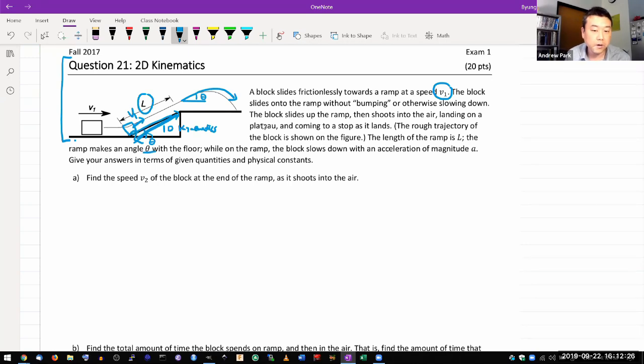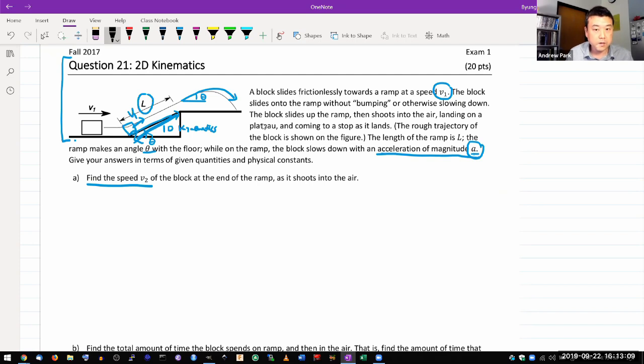So, at angle theta with the floor, while on the ramp, the block slows down with an acceleration of magnitude a. This is important information not to miss, since if you somehow miss that the question gave you the acceleration, then I've seen people waste time doing the inclined plane question. And this question isn't calling for that at all. You are given the acceleration, and you just use that acceleration to answer. So the question asks: find the speed v2 of the block at the end of the ramp as it shoots into the air.